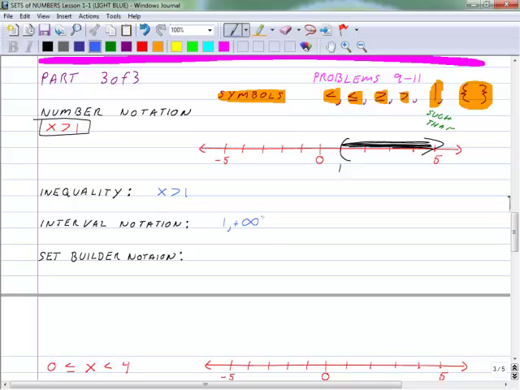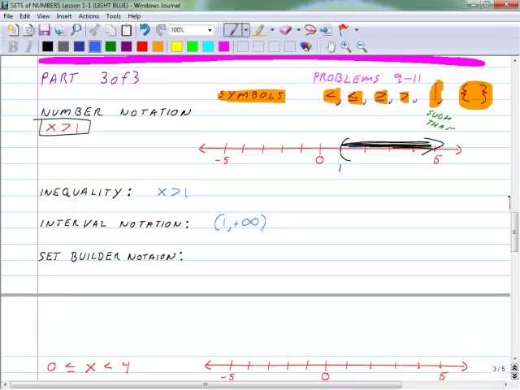Alright, so now I'm going to put my parentheses or brackets. I put a parenthesis around the 1 because it was never equal to, if you look at the original inequality, and I show that on the graph here. But I also put a parenthesis around infinity because X can never be equal to infinity. Infinity is not a number, it's a concept. The concept is that it goes on forever. It's not a number, so it can never be equal to.